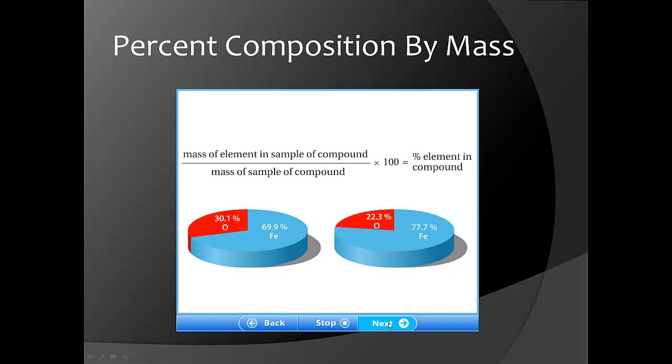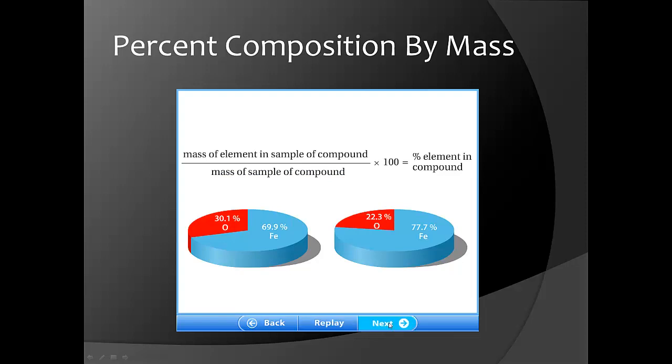To find the percent composition, divide the mass of a given element in a sample of a compound by the total mass of the sample and multiply by 100. The percentage composition can be used to find the empirical formula of an unknown compound.